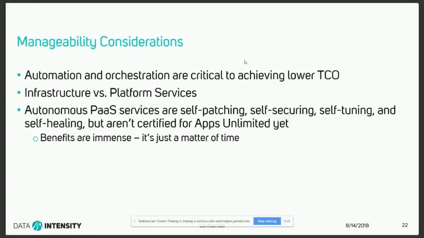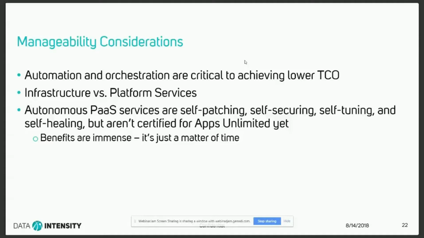Last thing to mention is autonomous. There's been a lot of talk in the market lately around autonomous. We at Data Intensity are actually using autonomous technologies ourselves for our own business. And some of the big things that appeal to us around that are the fact that they are self-patching, self-tuning, self-securing, and really take a lot of that technical burden off of our technical resources.